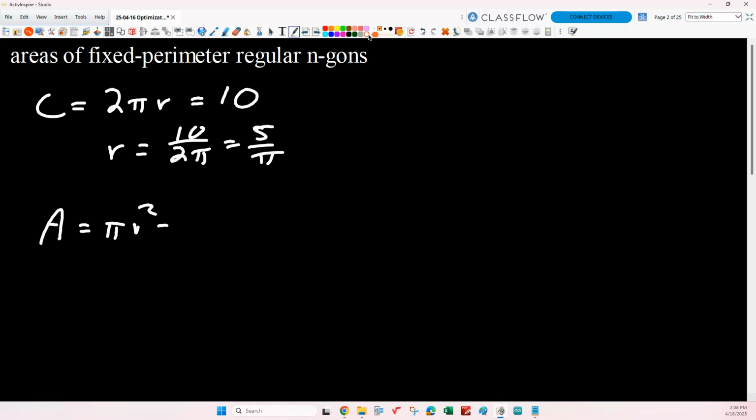Okay, so then area would just be pi r squared, so that's pi times 5 over pi quantity squared. What am I going to get? 25 over pi. Okay, that's the area of a circle of circumference 10, right? Okay, so let's go back.